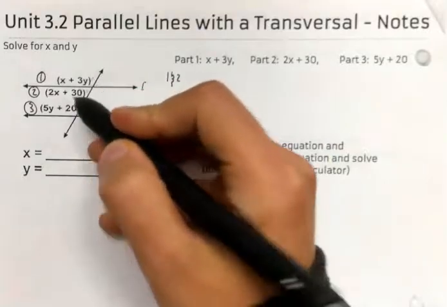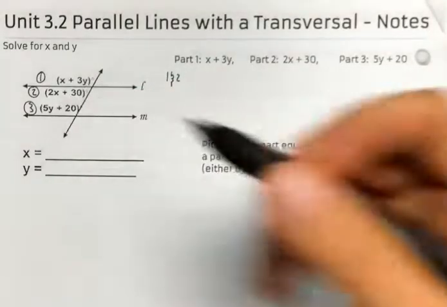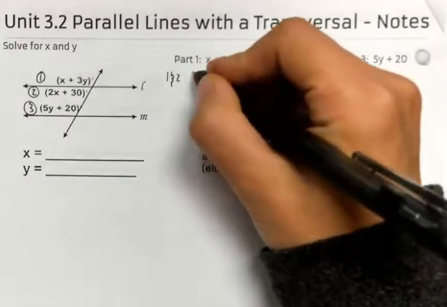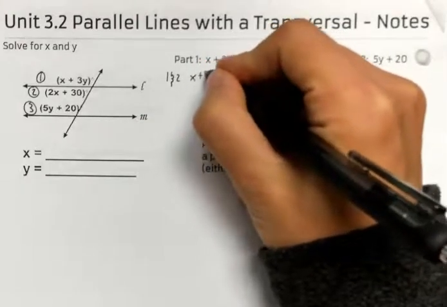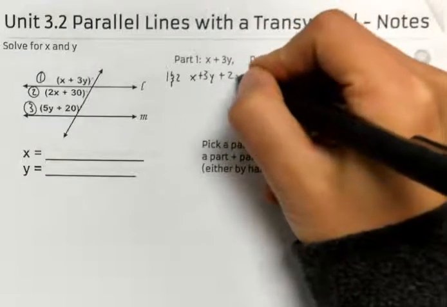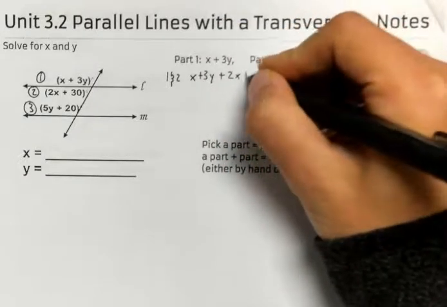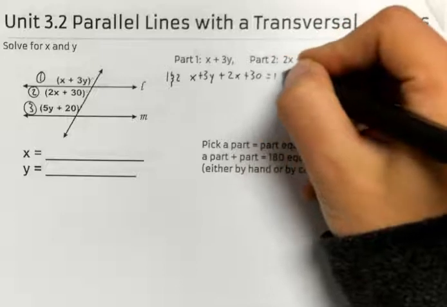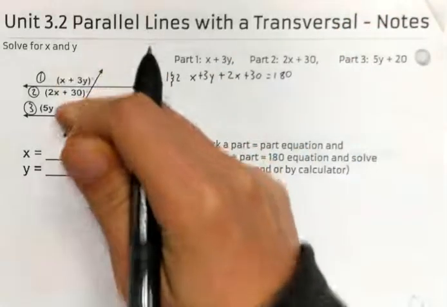Well, we have a linear pair. So these two add up to 180. So I'm going to go ahead and say x plus 3y plus 2x plus 30 is equal to 180. So that's 1 and 2.